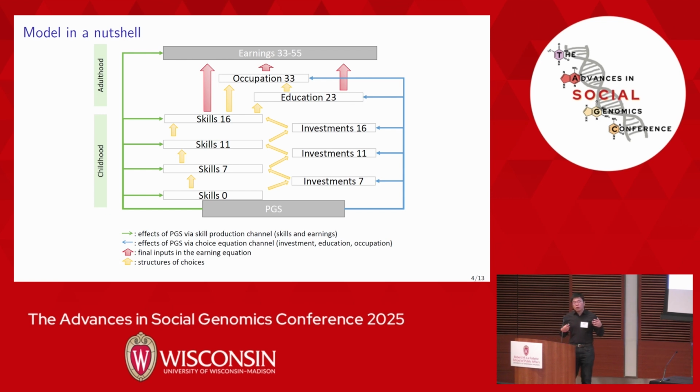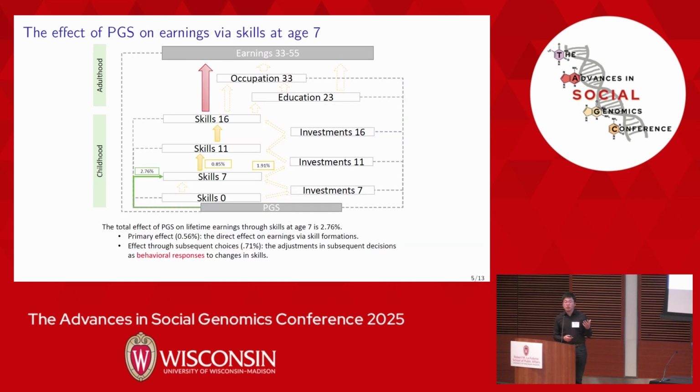And on the right-hand side, those using the blue arrows are the sequential choices we are interested in. When individuals are young, it is mainly parental investment decisions that play the role. For the investment, we also have repeated measures at ages 7, 11, and 16. Then there are further choices made by individuals about education and occupations. One thing I definitely want to highlight is that there will be very interesting interactions between these two types of channels. I will give you two examples to illustrate how this model works.